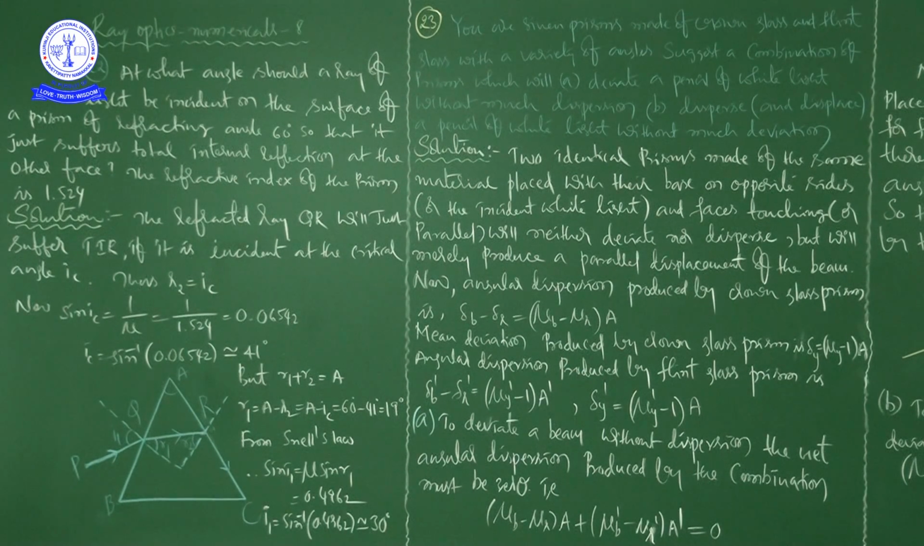See here. At what angle should a ray of light be incident on the face of a prism of refracting angle 60 degrees so that it just suffers total internal reflection at the other face? The refractive index of the prism is 1.524, right.